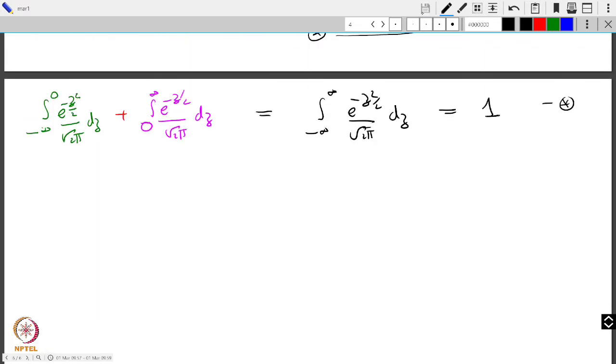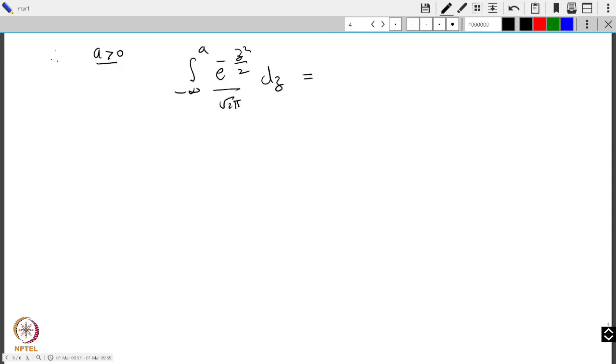So now, therefore, for any a positive, right? Let's say any a positive, the integral from minus infinity to a of e to the minus z squared by 2 over root 2 pi dz, right? What's that going to be?